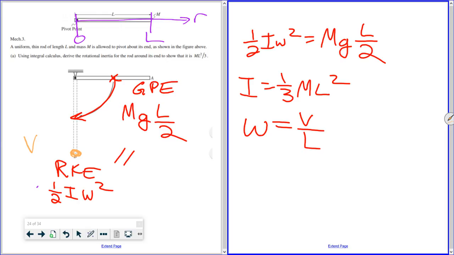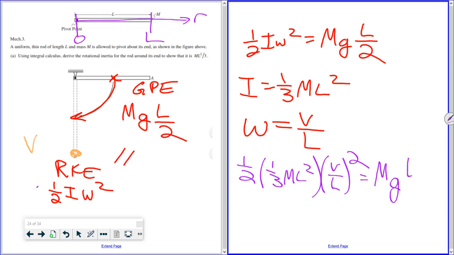Thank you for correcting me. Everybody good? So from here, I think it's just plug and chug, right? Let's see, what are we going to get here? So I've got 1/2. My I is 1/3 mL squared. My omega is v over L. Don't forget to square it. That equals mgL over 2. Good? All set? Cool. Any problems? Okay, cool. Have a good weekend.